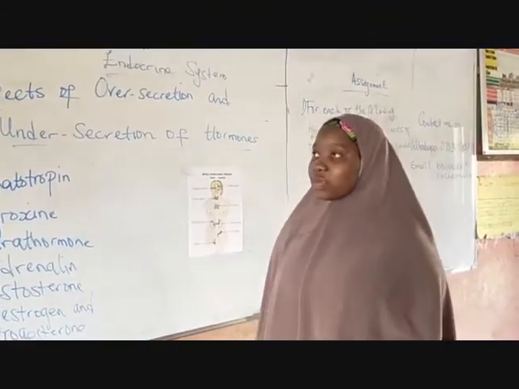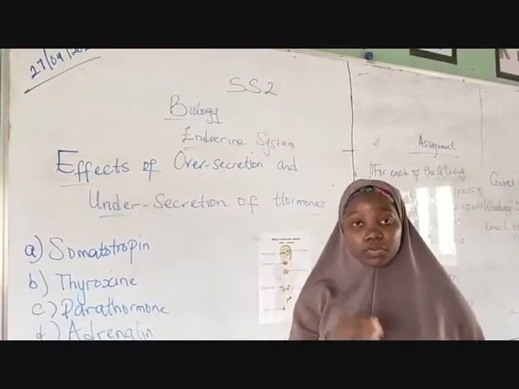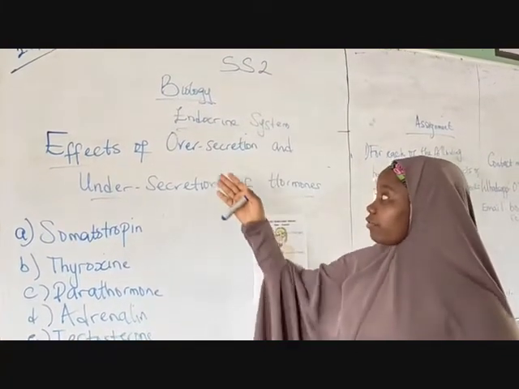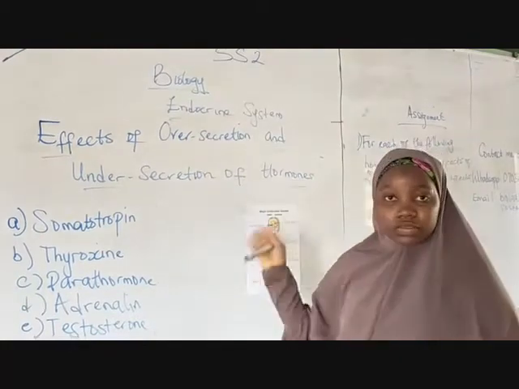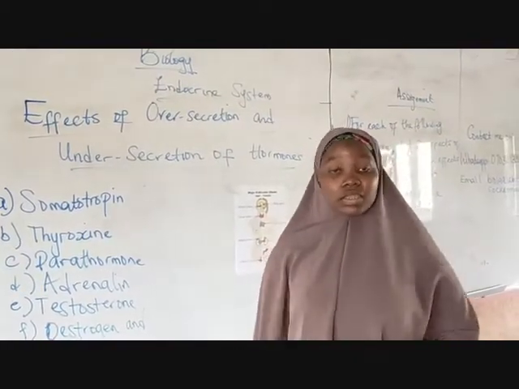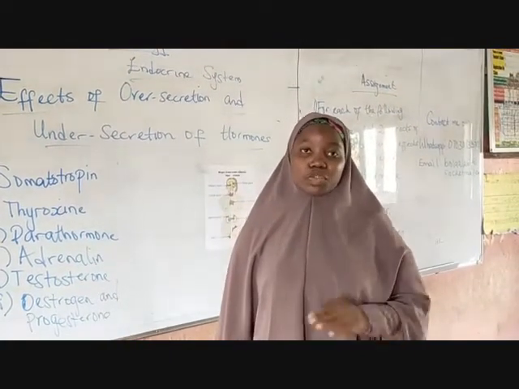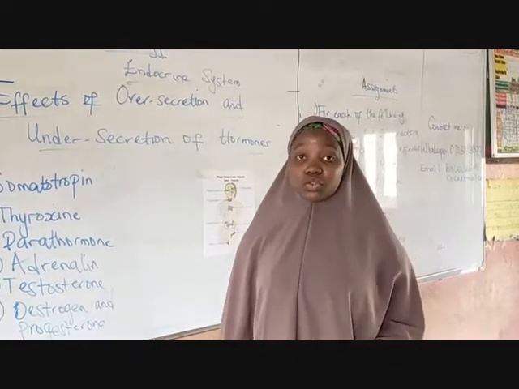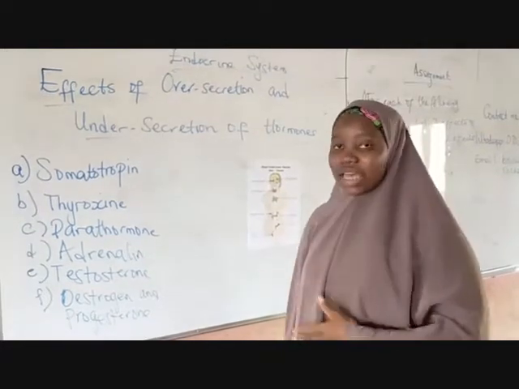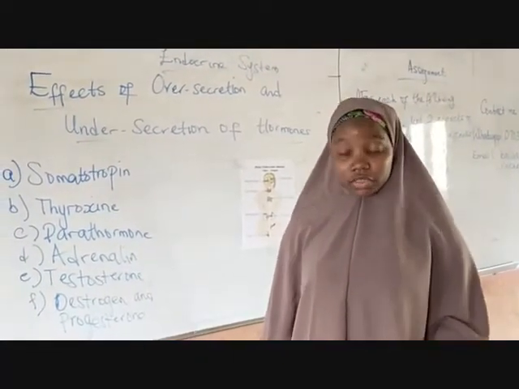In our last class, we discussed the endocrine system, which is a subtopic under homeostasis. I told you that you should read up on the effect of oversecretion and undersecretion of some hormones. As I mentioned before, the body is a system, and everything has to be in harmony. There shouldn't be too much, and at the same time, there shouldn't be too little. We looked at some of these hormones, the glands that produce them, as well as where the glands are located in the body.